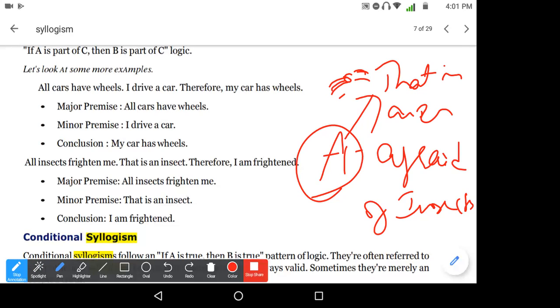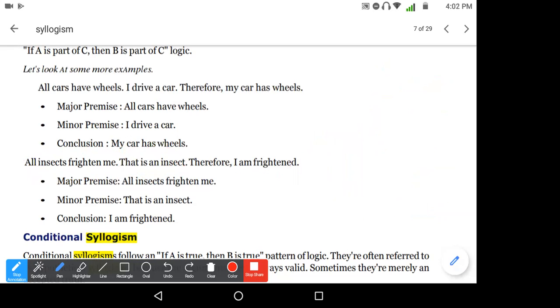This is the major premise. This is the minor premise. And then this is the conclusion. All insects frighten me is a general statement. In that he is saying there is an insect and because of that I am frightened. So the conclusion is being frightened. Okay, so this is syllogism. So that was categorical syllogism.